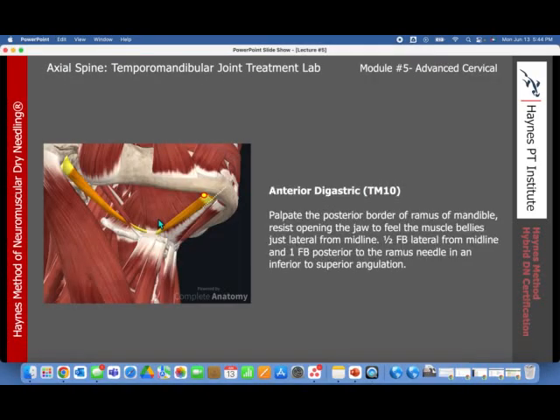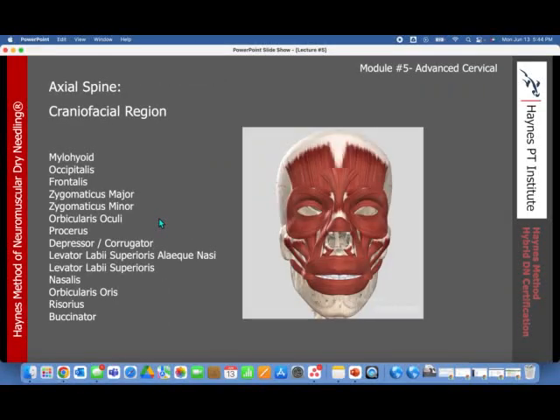All right, so anterior digastric, do that. Now, that concludes our temporomandibular joint. Now we move on to the craniofacial muscles. A lot of muscles in here. Probably one of the more common things we see with this is things like Bell's palsy. We'll get to the diagnosis-specific protocols in just a little bit.